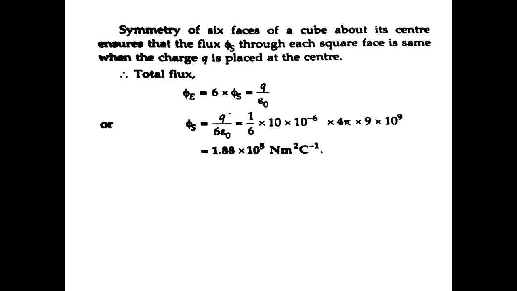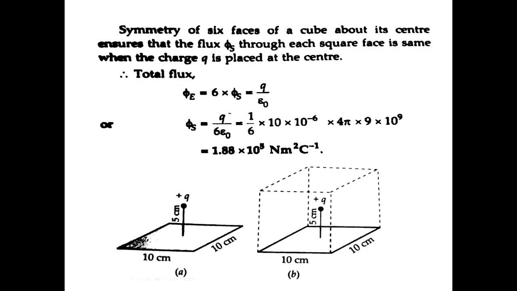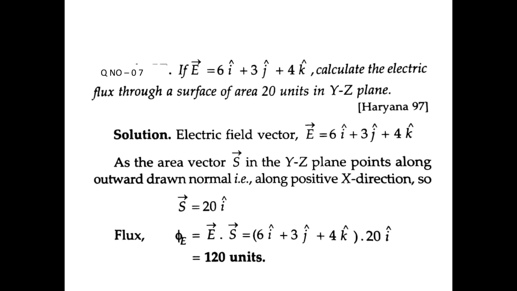And now we put the value of epsilon naught to find the flux, which is 1.88 into 10 to the power 5 Newton meter square per coulomb. Okay, now you see the figure once again.